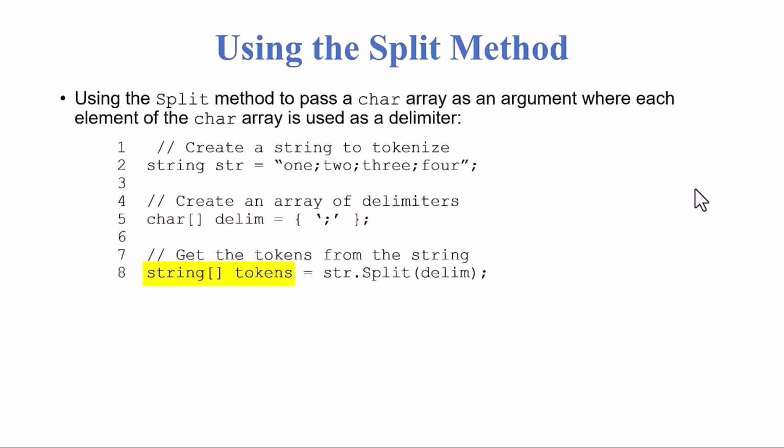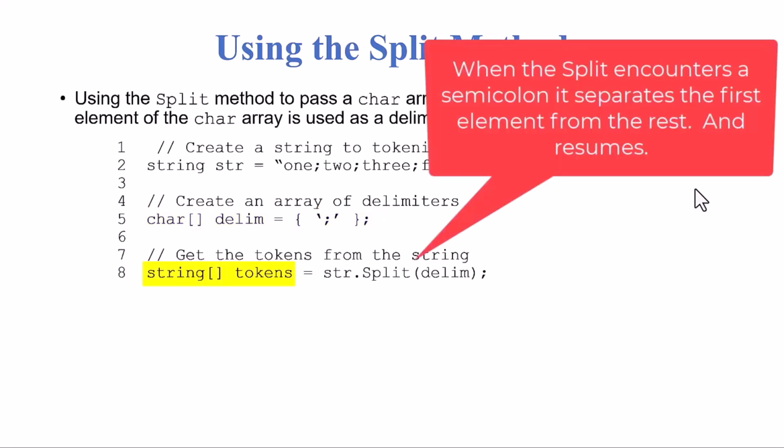Then we use what's called the split. That's going to actually have it working. In line 8, you can take a look, and we're creating a string array called tokens. And it's going to be equal to the string split delim.